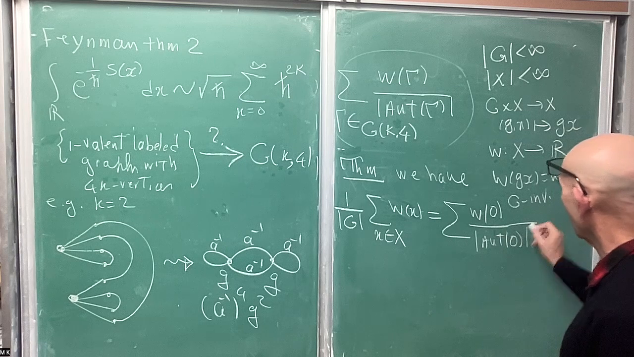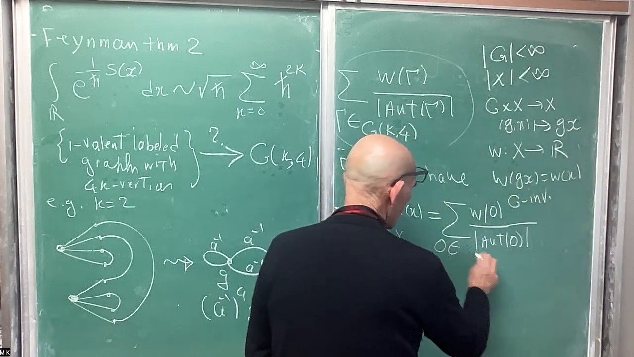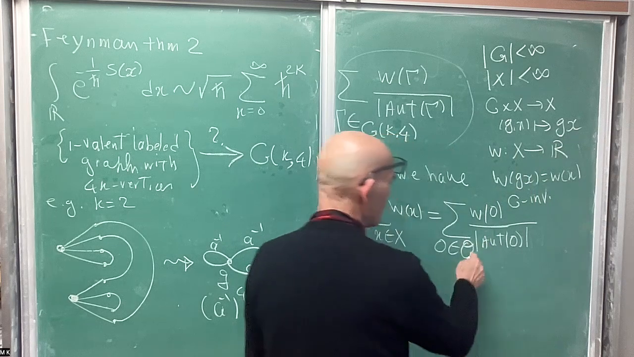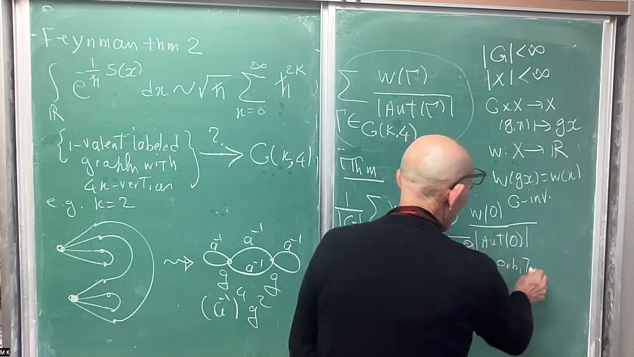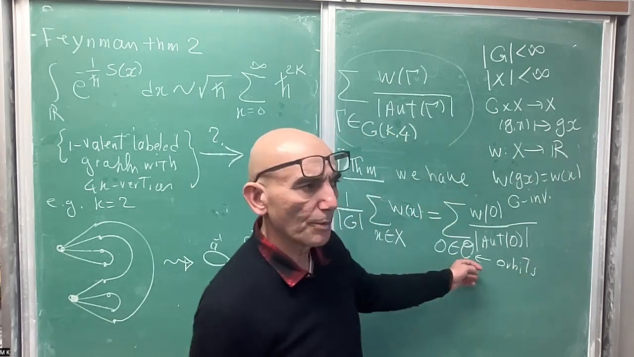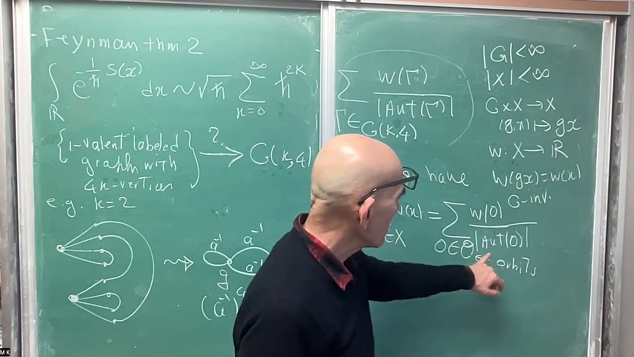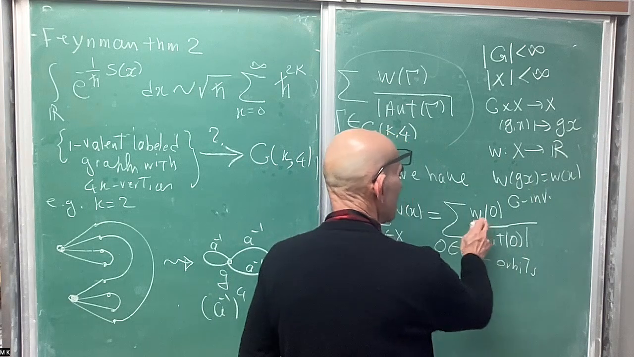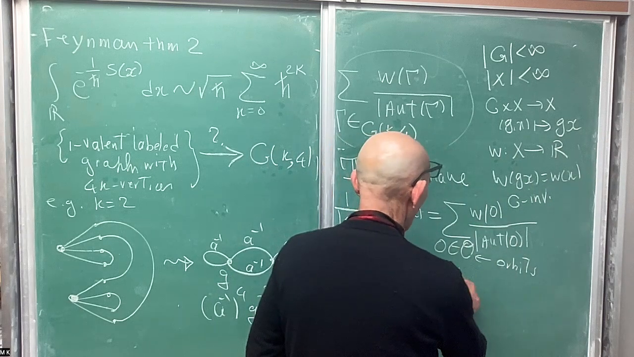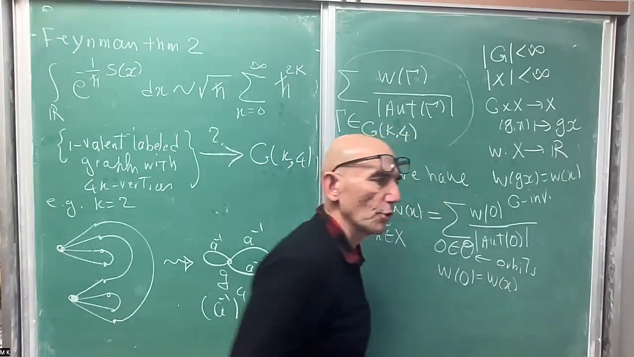Now I have to explain these terms. Here O belongs to calligraphic O. So this is the set of orbits of X under the G action. Now, what is this W of O, the weight of the orbit? Well, this is the value of W on any point on the orbit.